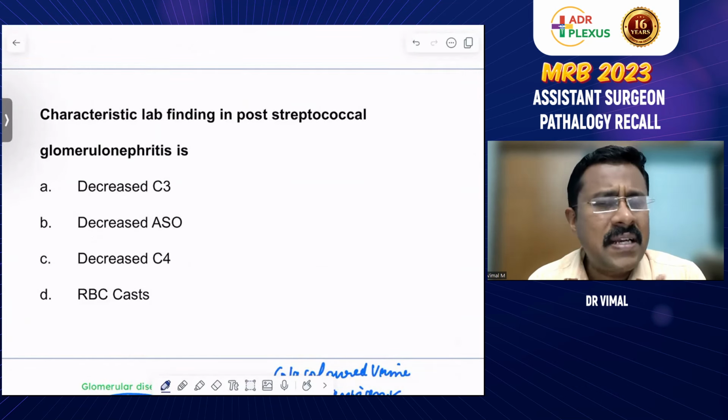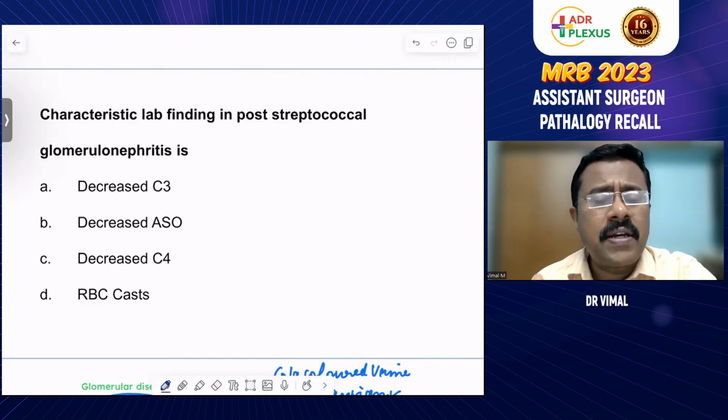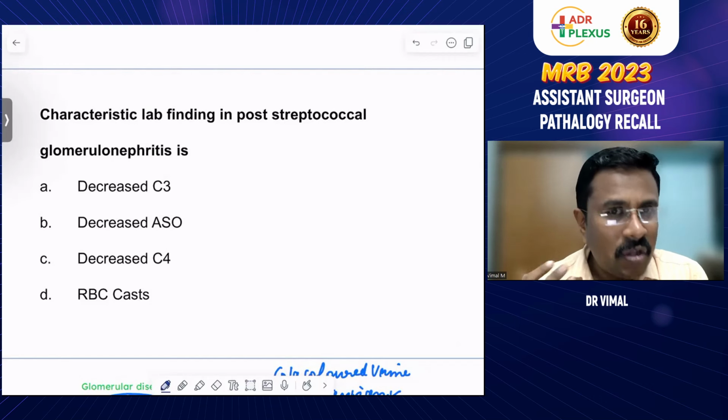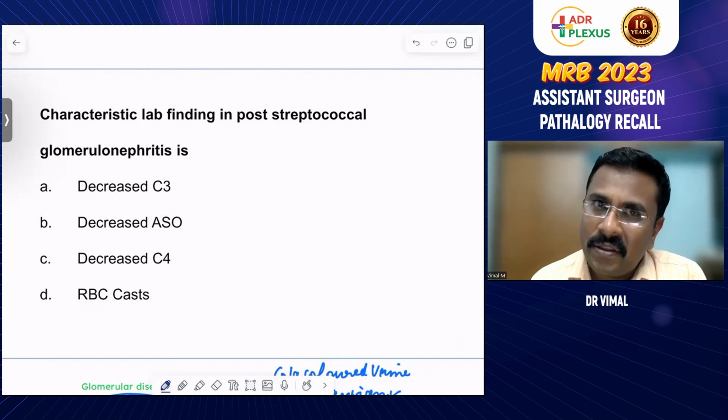So remember, guys, as I stressed, this is a very important topic, as I stressed during our MRB module. So you can see here, what is the characteristic lab finding in post-streptococcal glomerulonephritis? The options given are decreased C3, or decreased ASO titer, or decreased C4, and RBC cast.